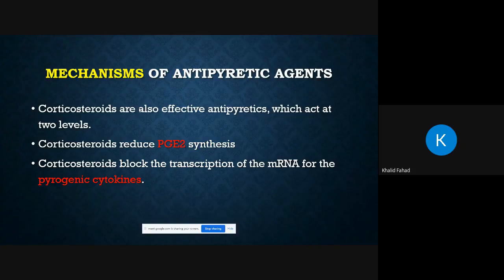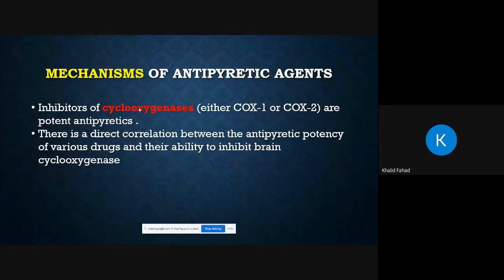If we inhibit this enzyme cyclooxygenase, COX-1 or COX-2, it will block the synthesis of prostaglandin E2, which is an important mediator of fever. Clear now? We have two enzymes that we know as cyclooxygenases. Inhibitors of them are powerful or potent antipyretics.